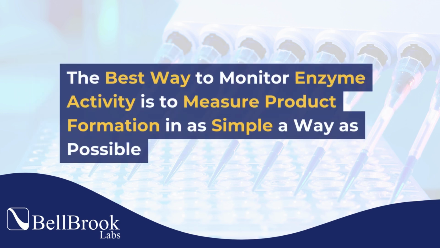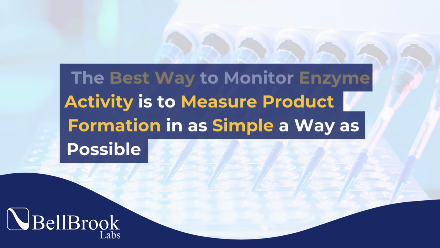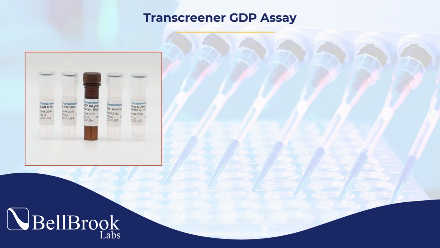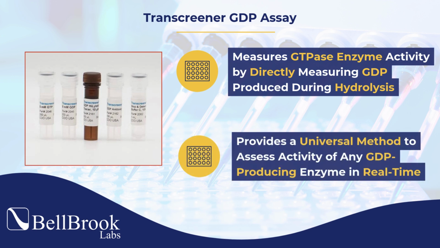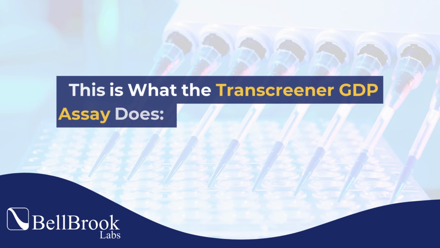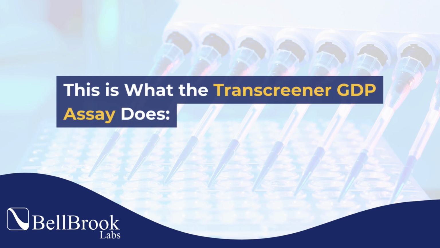The best way to monitor enzyme activity is to measure product formation in as simple a way as possible. The Transcreener GDP assay measures GTPase enzyme activity by directly measuring the GDP produced during hydrolysis. By detecting GDP output, the assay provides a universal method to assess the activity of any GDP-producing enzyme in real time. This is what the Transcreener GDP assay does.